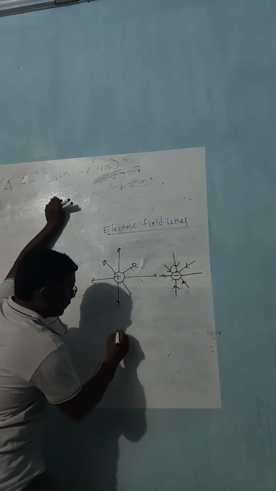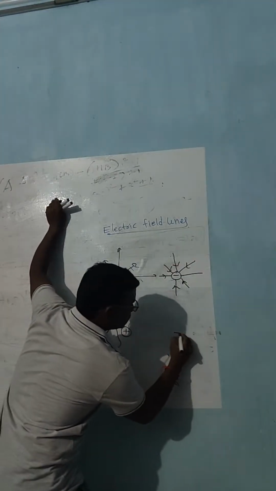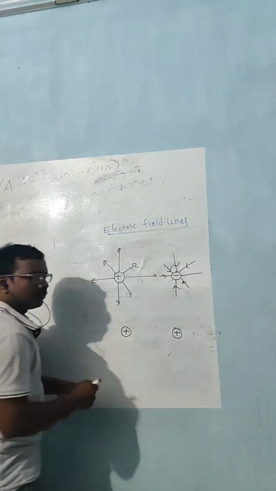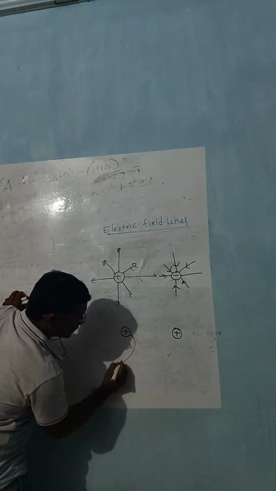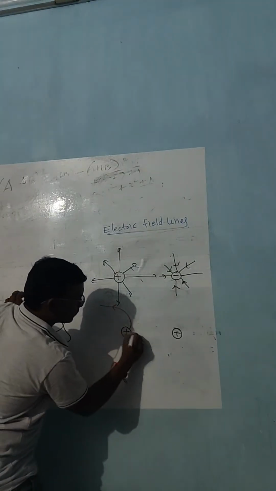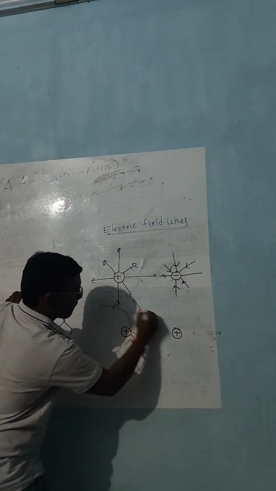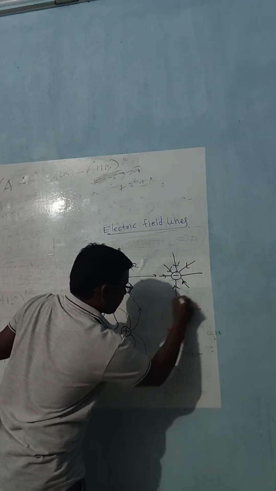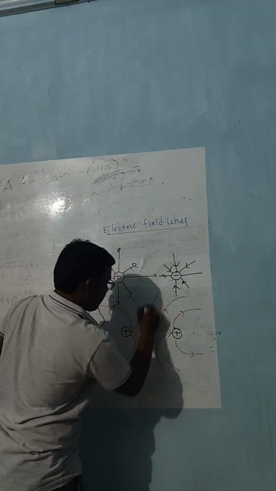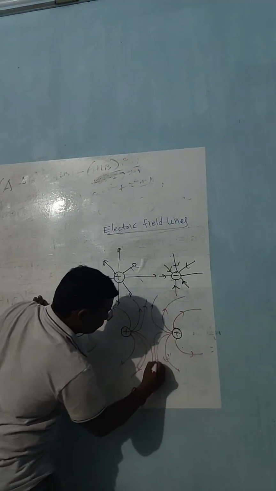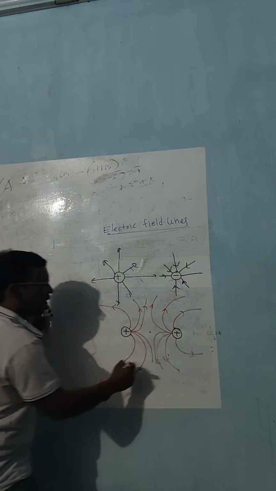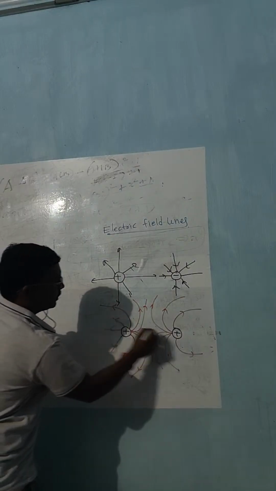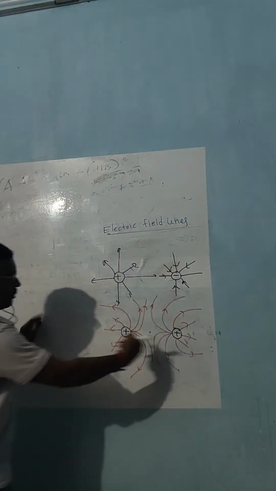And if I take two positive charges, what are the electric field lines between these two? Positive charge repels, so the electric field lines are like this. If you draw continuously like this, there is a point here in the middle. This is called the null point. This is one of the important points.